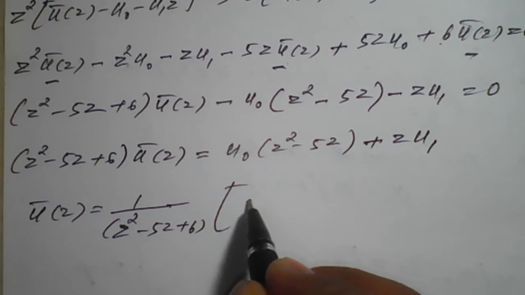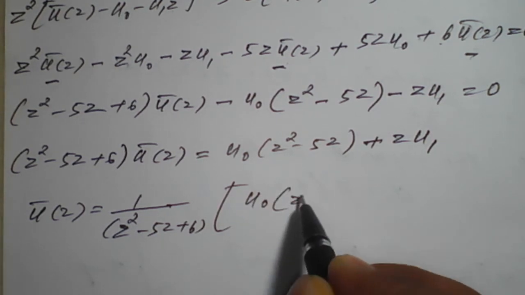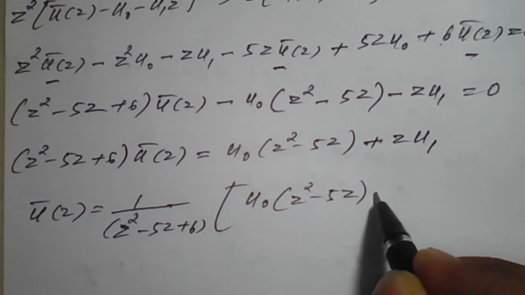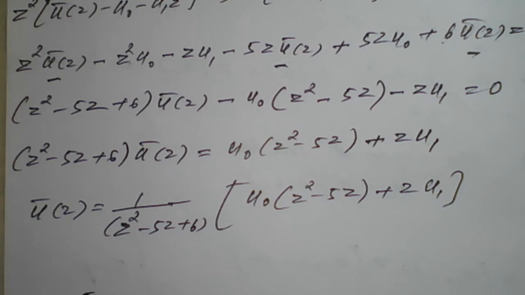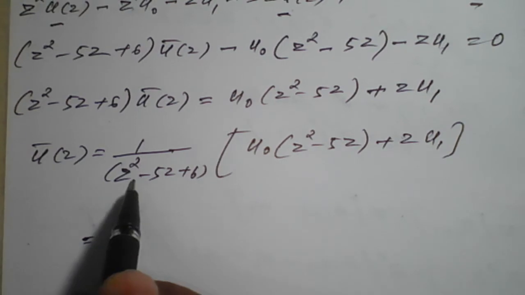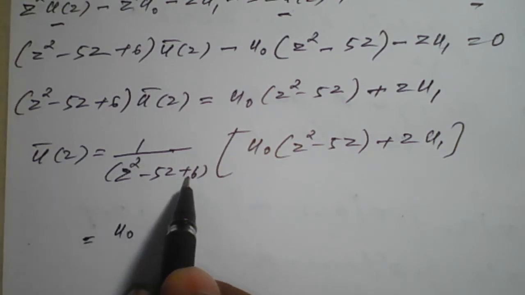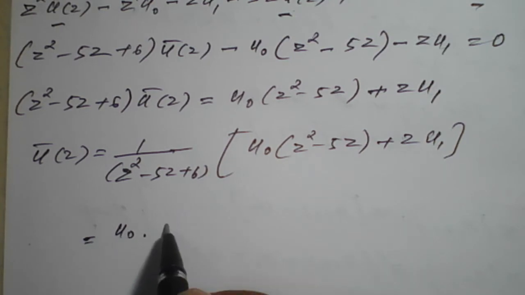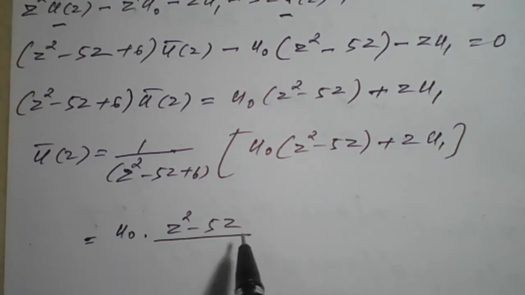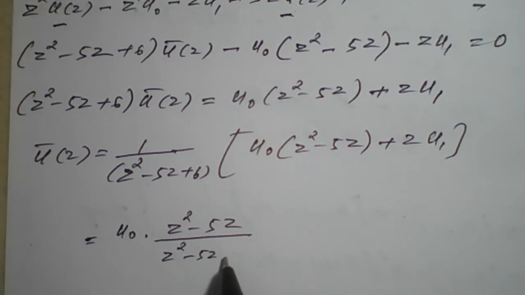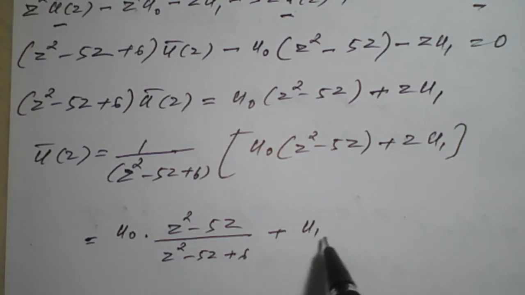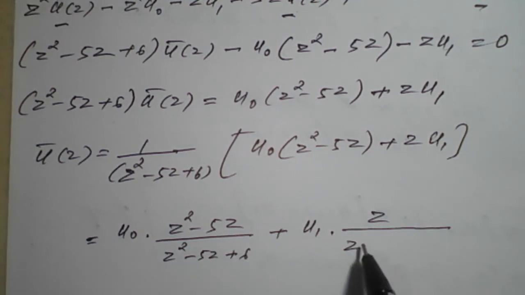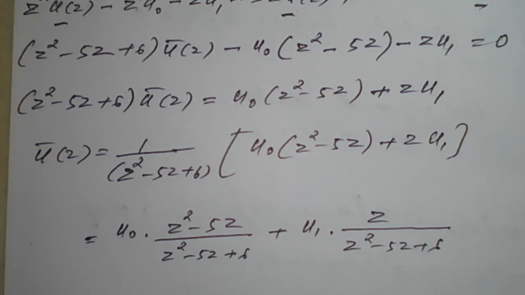Then we have the right hand side terms, that is u naught into z square minus 5z plus z into u1, or this step can be written as u naught into, cross multiplying this 1 upon z square minus 5z plus 6 to both the terms, u naught into z square minus 5z divided by z square minus 5z plus 6, plus, multiplying here also, u1 into z divided by z square minus 5z plus 6.